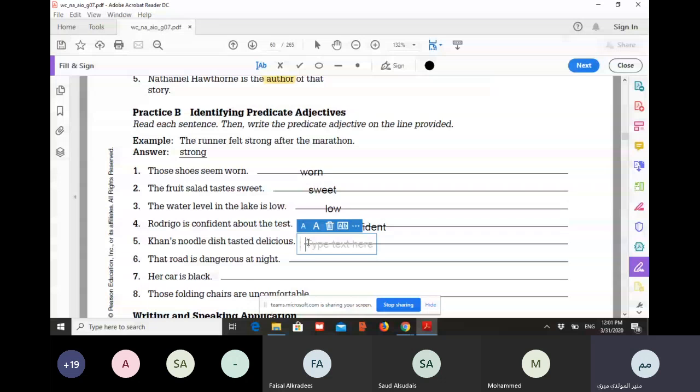Yes, please. Rakan Al-Hidan. Thank you. Khan's noodle dish tasted delicious. Delicious. Excellent.